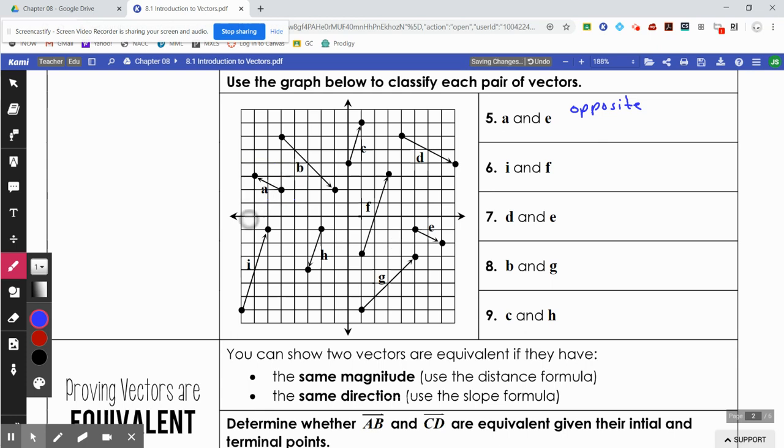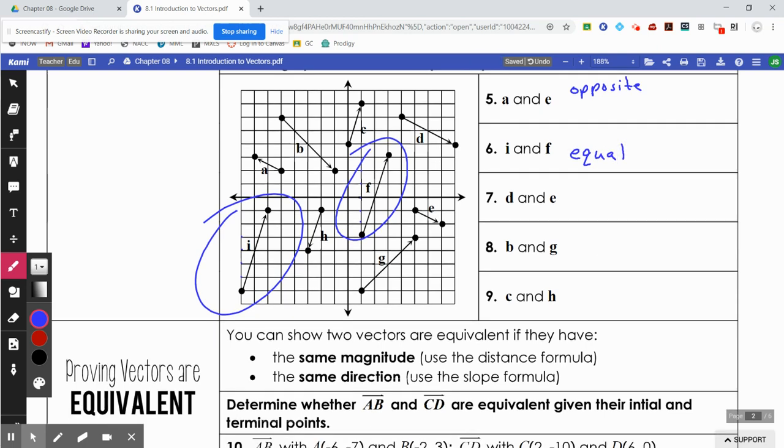So now let's find I and F. Here is I. Vector F is here. Looks like you can check your rise and run to check for direction. 1, 2, 3, 4, 5, 6, and 2. So these are parallel vectors. They have the exact same length, so these two vectors would be equal vectors. Vector D and E, let's find D and E. Here is E, and here is D. Looks like they're going in the same direction, but they're not the same size. So therefore, those two vectors would be parallel because they are going in the same direction.